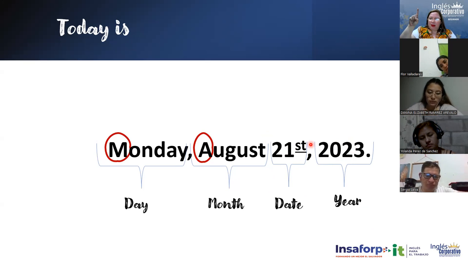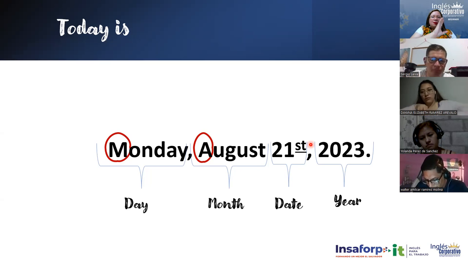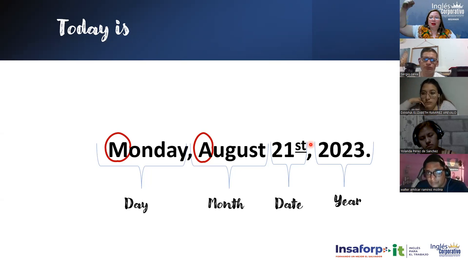So, remember, cuando decimos la fecha, hay palabras que no están escritas. Nosotros cuando escribimos en español, ponemos D y D, ¿verdad? Ponemos lunes, 28 de agosto de 2023, digamos. Ok. Ese D y D que nosotros tenemos es lo que vamos a más o menos viene siendo esto. ¿Sí?